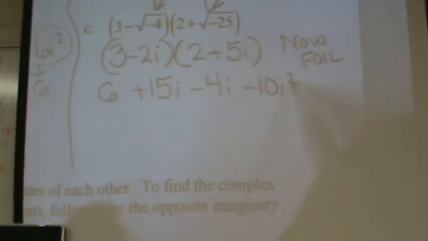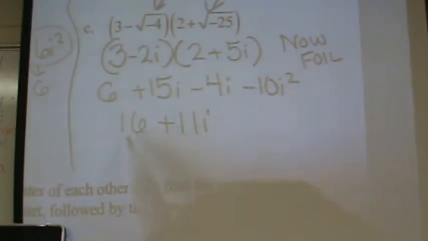Because i squared is negative 1. Negative 1 times negative 10 is 10. This goes to 10, and 10 and 6 is 16, so that's your answer. And that's in standard form.